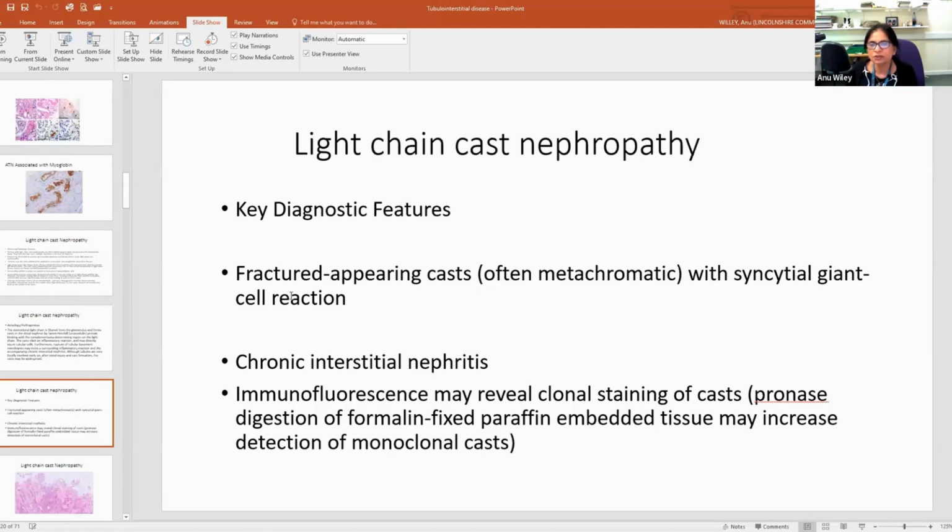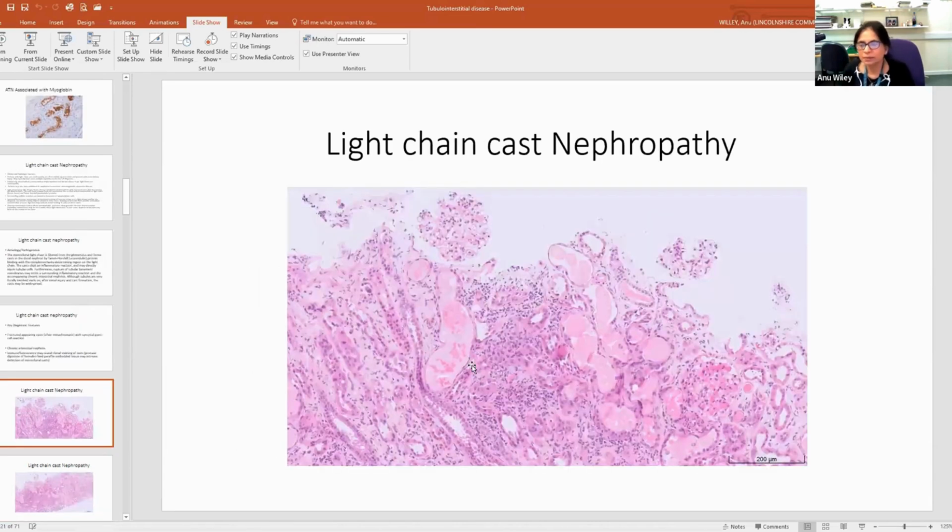So, key diagnostic features: fractured-appearing casts, often metachromatic with syncytial giant cells, chronic TIN in the background, and immunofluorescence will show clonal staining of the cast. Most of the time it is lambda, not kappa. So some pictures of light chain cast nephropathy.